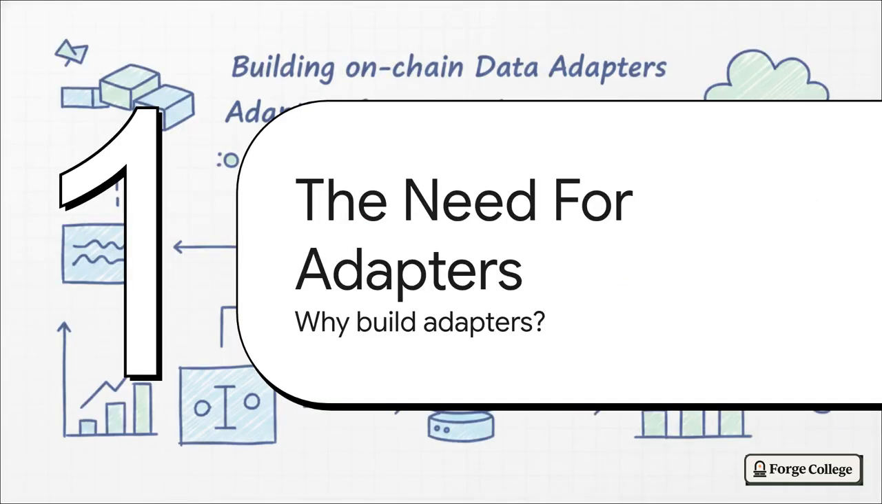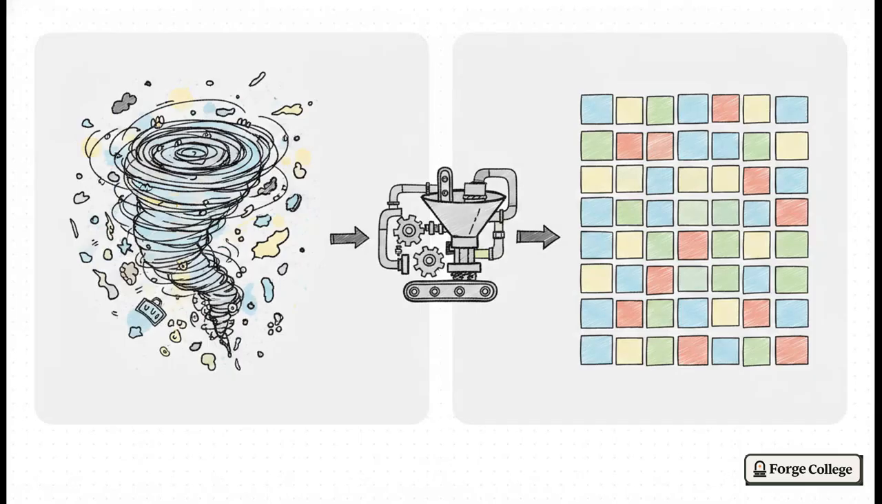Section 1. The need for adapters. Why build adapters? Well, think of your AI agent like a total genius who's lived their whole life in a windowless room. High IQ, sure, but absolutely zero idea what's happening outside. It desperately needs clean, live Python price inputs before it can safely execute any of its fancy trading logic.